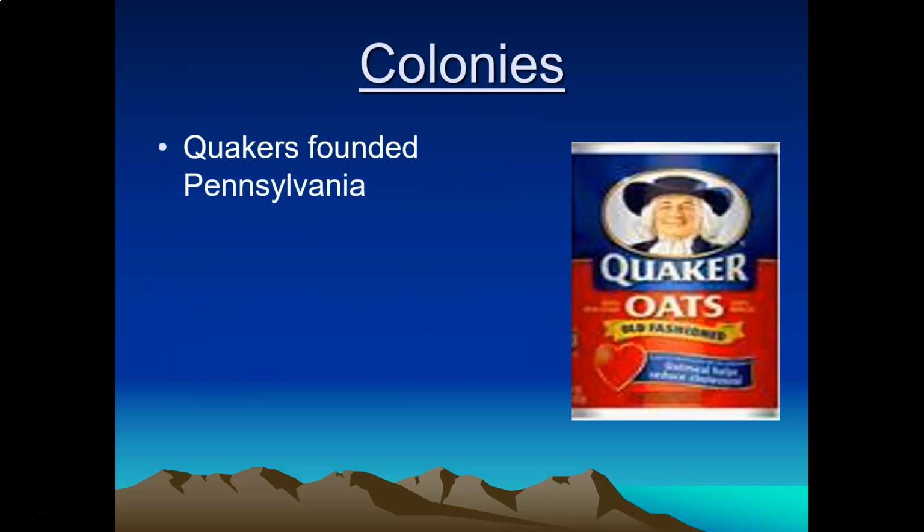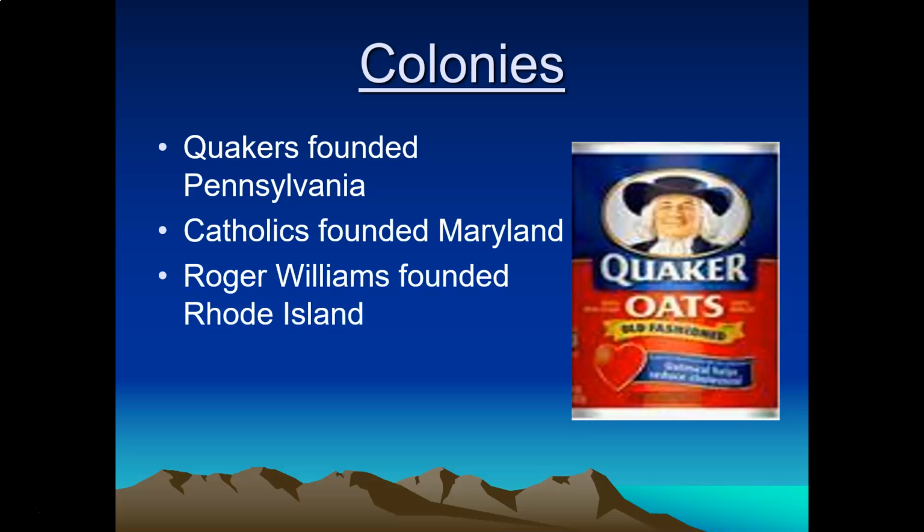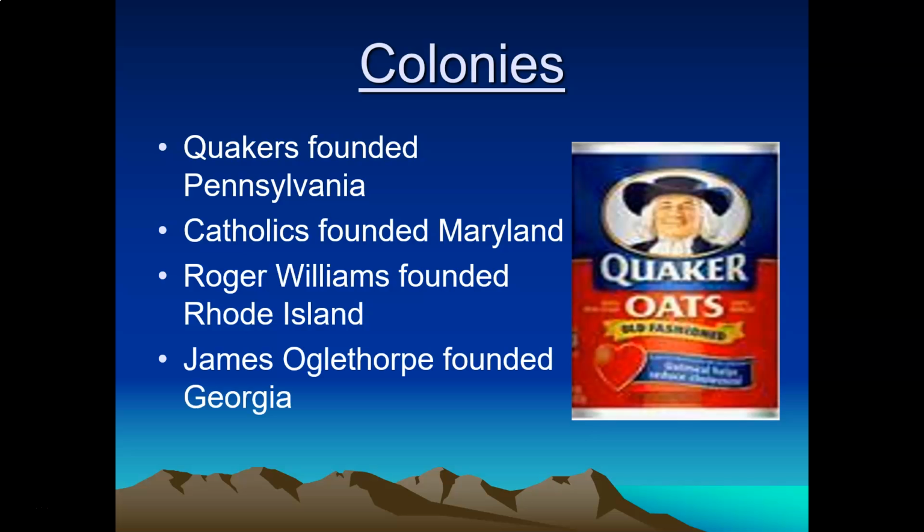Now, as far as the colonies go, the Quakers founded Pennsylvania, the Catholics founded Maryland, Roger Williams founded Rhode Island after being kicked out of Massachusetts because he said that he believed in separation of church and state. That's an important element there of our American history because that's obviously what our government's based on. And then James Oglethorpe founded Georgia. Okay, so those are just a few extra things to pick up towards the end, things we missed at the beginning that I wanted to throw in on the back end. But just so you have a couple founders, et cetera, about the colonies.